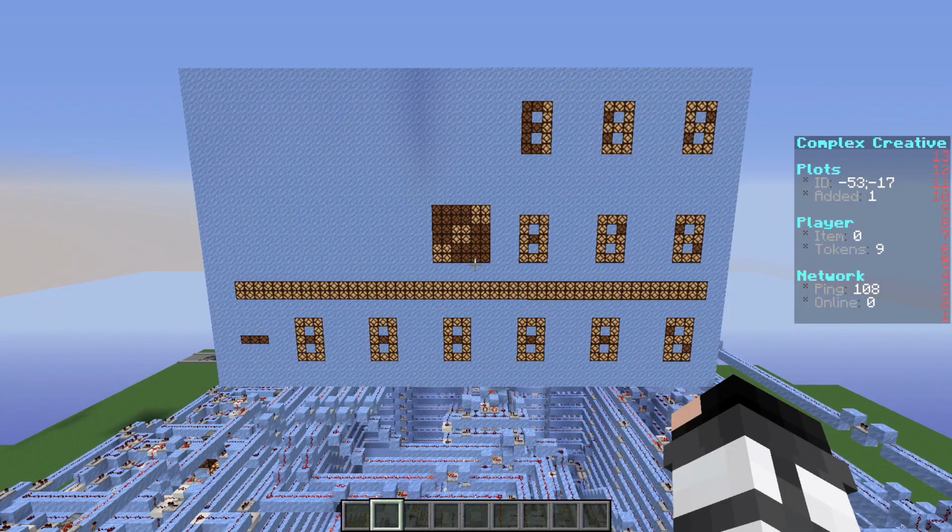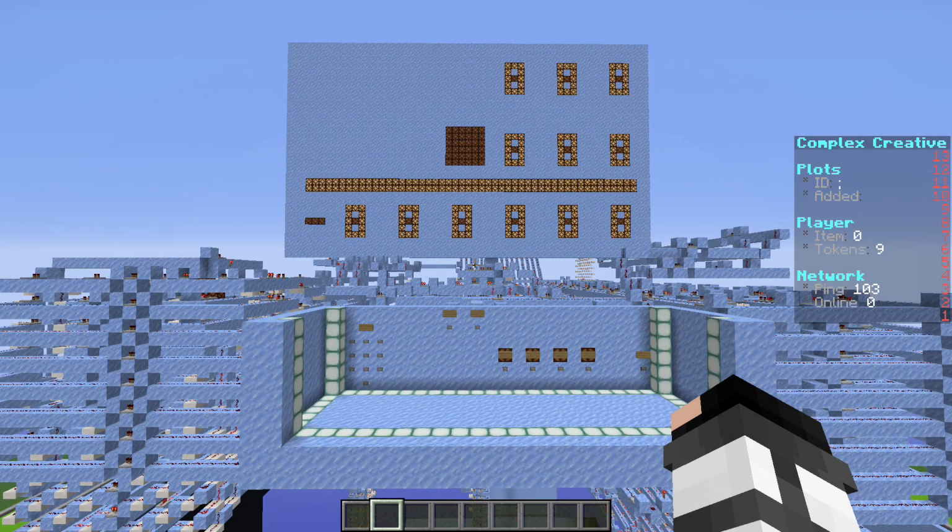So let's do a simple demonstration of the advanced calculator where we will be doing all the basic functions and show off what you can do with this.